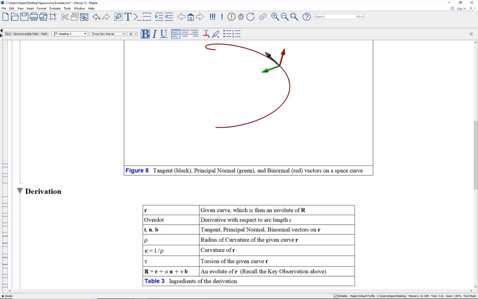The evolute is R plus a vector, right? R plus a vector that lies in this normal plane. So we don't know what the components of the basis vectors of the normal plane, which are n and b, are. We don't know what u and v are. We have to calculate them. So the evolute of R will be determined once we know these two coefficients, u and v.